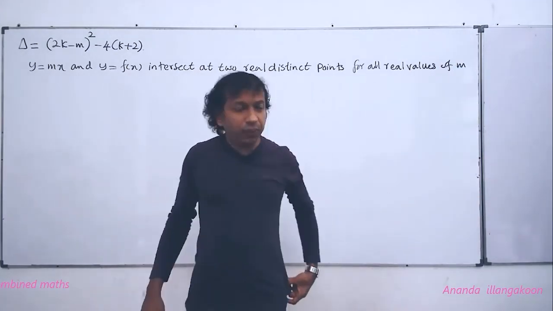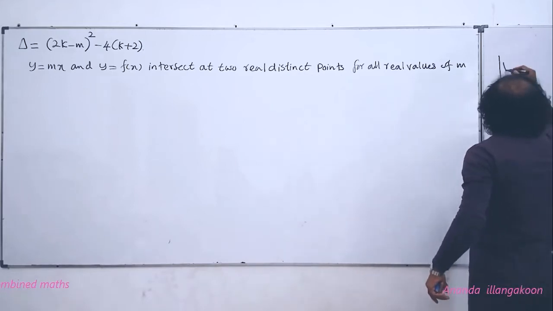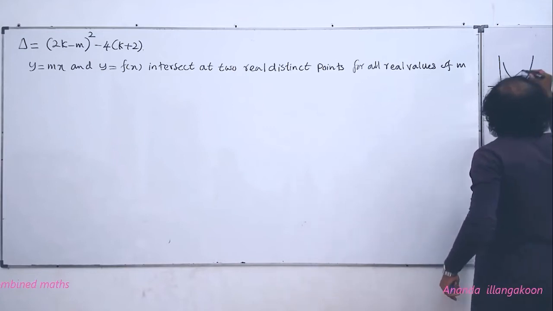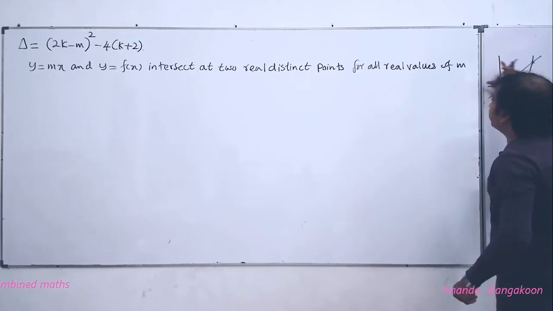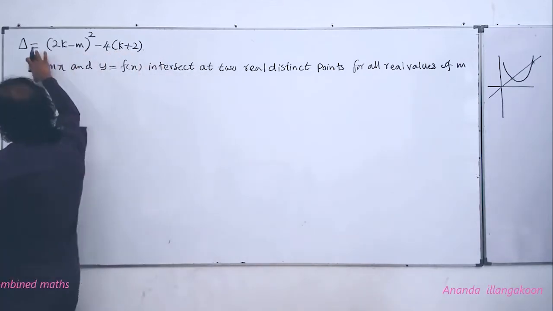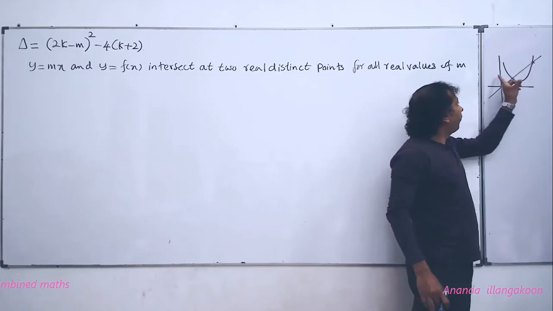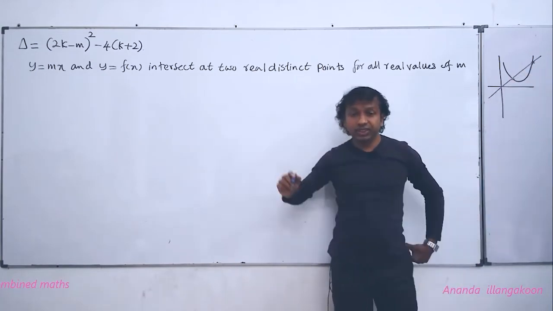People now see here that y equals f(x) is here, the quadratic graph. Y equals mx is here, the straight line. If they intersect this way at 2 different points, that means this is what the statement says. The straight line and y equals f(x) intersect at 2 points.